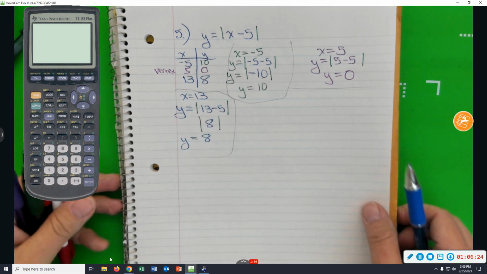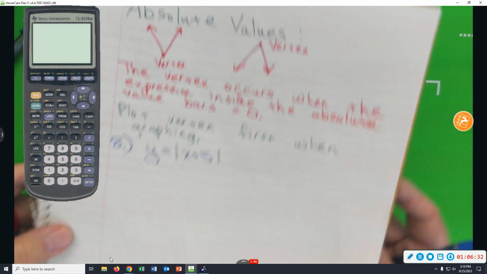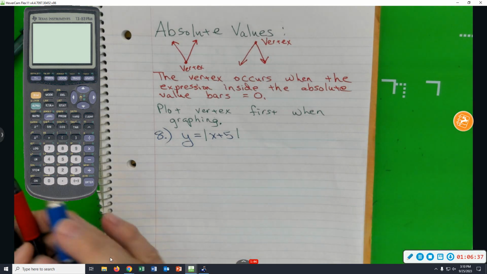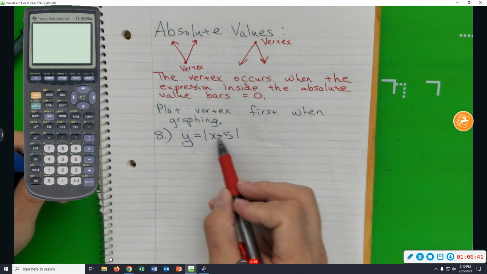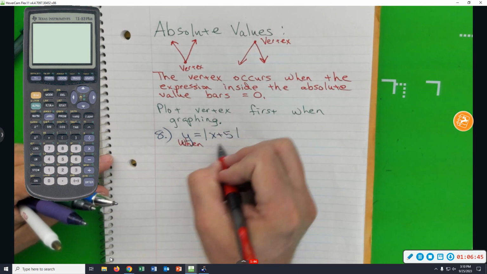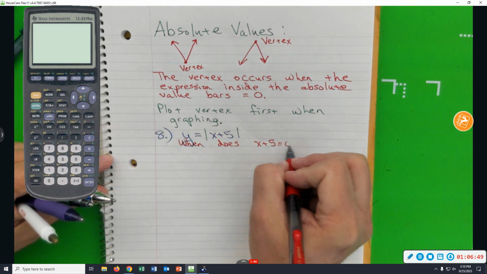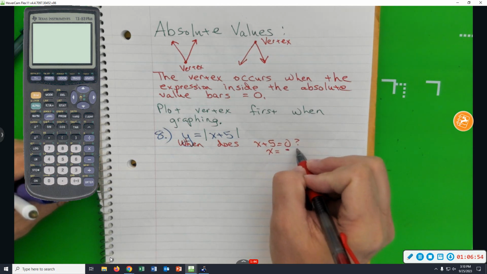You have to plug in that vertex value as one of the points when you're making your table. And with that in mind, let's go back to that number 8. Here's my logic. I'm asking myself, when does the inside stuff equal 0? When does x plus 5 equal 0? And we get when x is equal to negative 5.